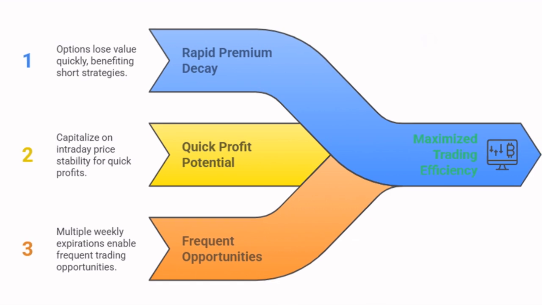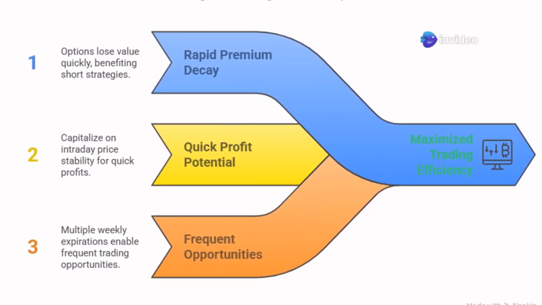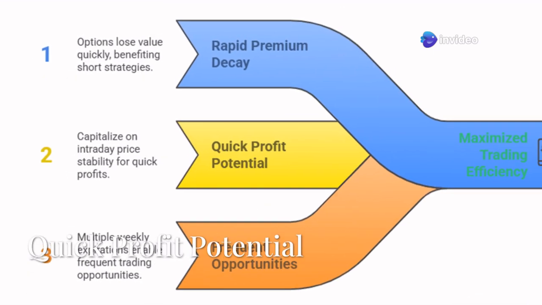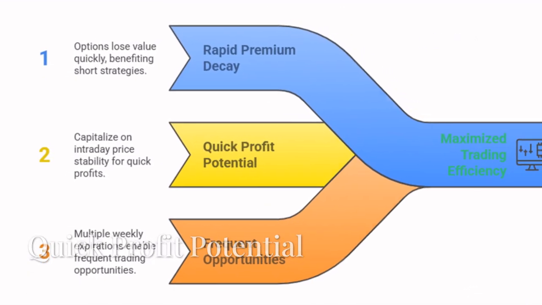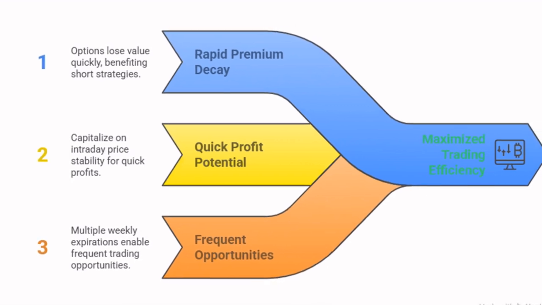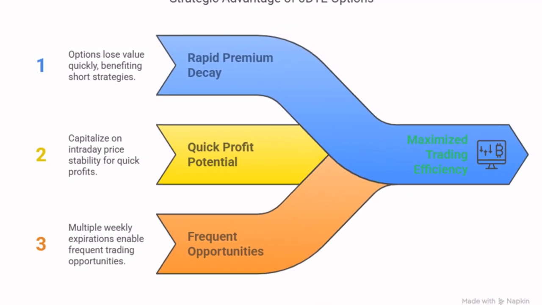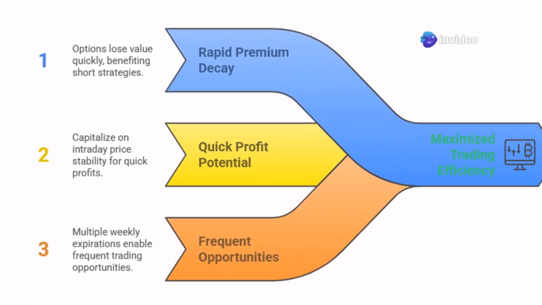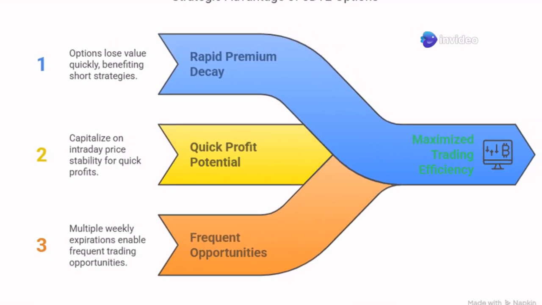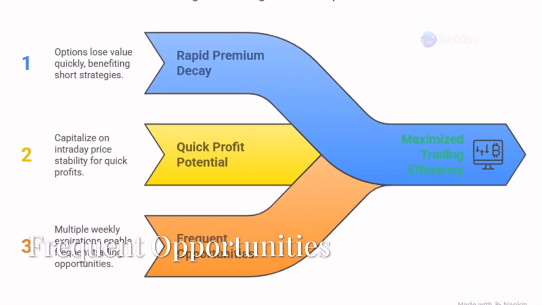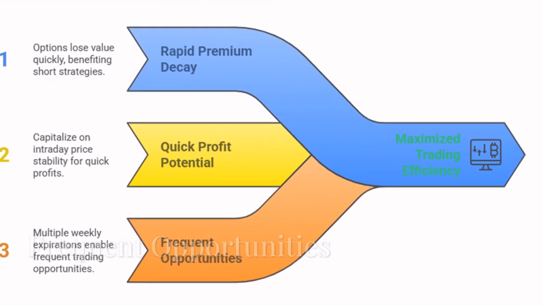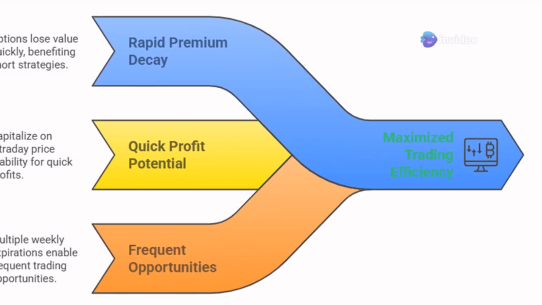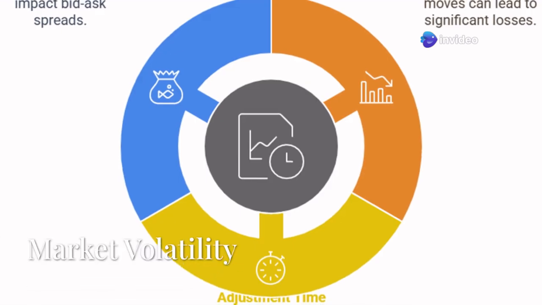Rapid premium decay occurs when the sold options lose value quickly, which benefits short premium strategies like the Iron Condor. Quick profit potential is one of the key attractions of 0 DTE options. Traders can capitalize on intraday price stability, making it an appealing strategy for those looking to make profits within a single trading day. Many underlying assets have options expiring multiple times a week, allowing traders to deploy strategies frequently.